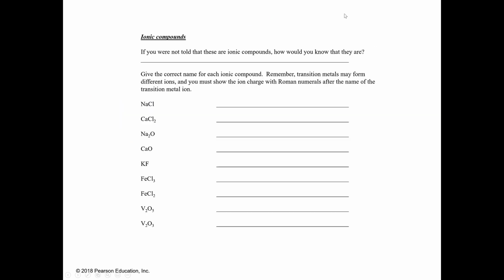So on the next page, it's similar to what we were doing, except there's a really important question here. And if you leave that question off, you're going to get 5 or 10 points off the lab. Okay, it's a hurtful thing, because I'm asking you, if you were not told that these are ionic compounds, how would you know? And I've told you a bunch of times, and it has to do with metals and nonmetals. So make sure that you can answer this question. I ask it again when we get to the covalent compounds.